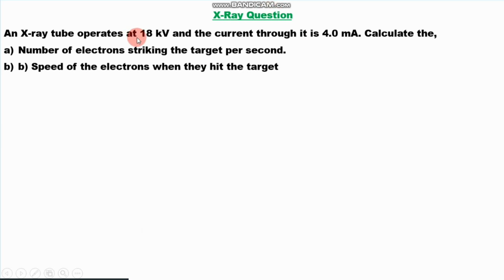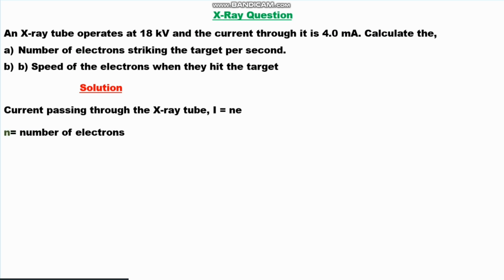Now we see the X-ray tube operating at 18 kilovolts. When the electrons are released from the cathode, they are given an external voltage which accelerates these electrons to the anode. And also we have current flowing through the X-ray tube, and that is 4 milliamperes, and we are supposed to calculate the number of electrons striking the target per second, and the speed of electrons when they hit the target. Let's start with the first one.